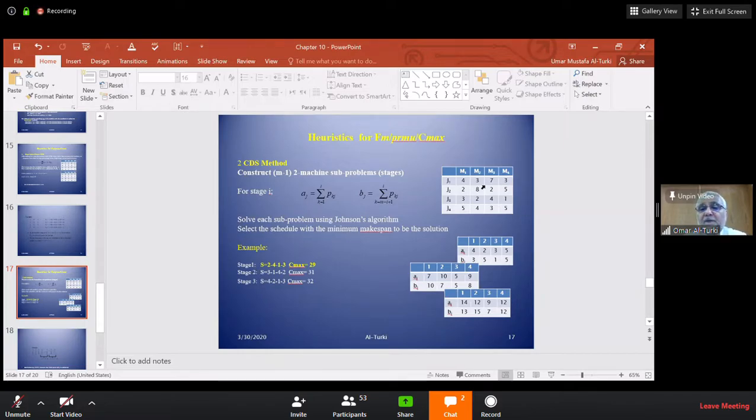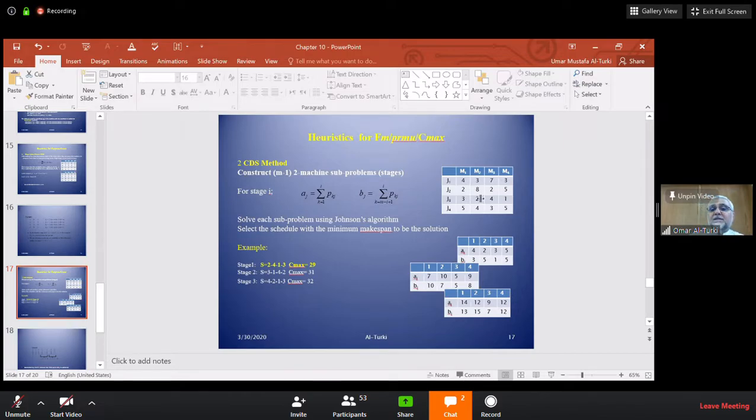If I have a 4 machine problem, I will generate 3 two machine problems, and then solve each one, find the optimal solution using Johnson, and evaluate each one using the original problem, evaluating the Cmax for each one. The one that has the least Cmax will be my solution. Of course, by my solution I mean a heuristic solution, not necessarily an optimal solution.